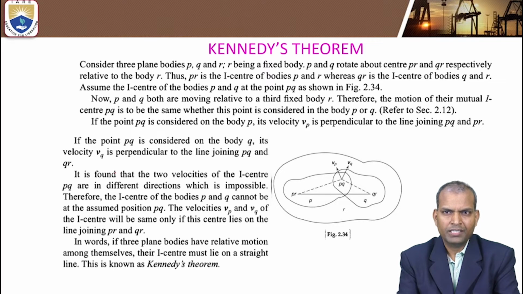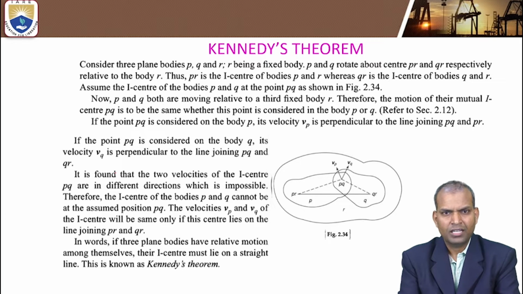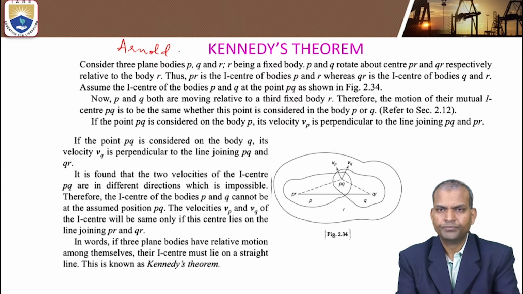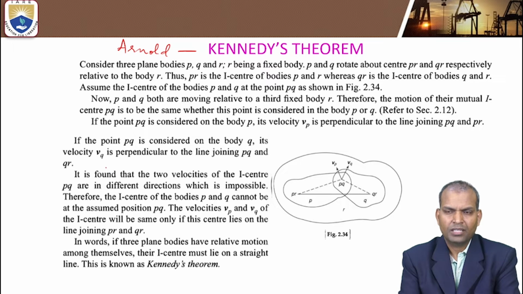This Arnold and Kennedy, there are two scientists. One is German, another one is another country scientist. It is coincidental that both have proposed the same theorem, and both it is validated. That's why this theorem combinedly is credited to both the scientists. That's why it is called Arnold-Kennedy's theorem. So this Arnold-Kennedy's theorem, or only Kennedy's theorem, it shows what is location of eye centers.